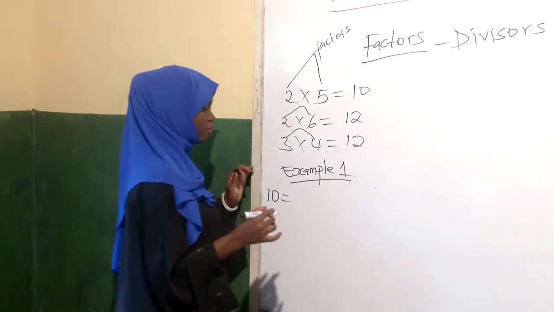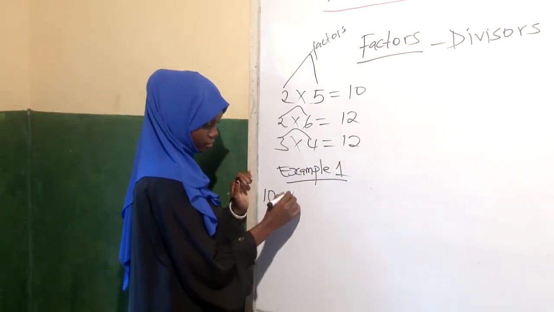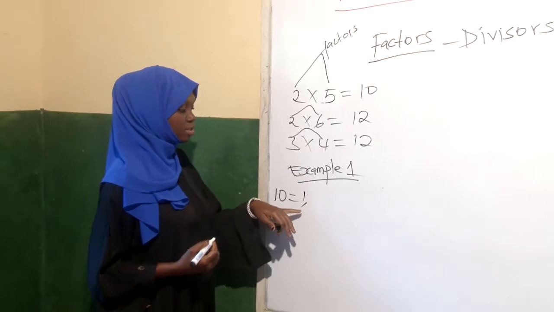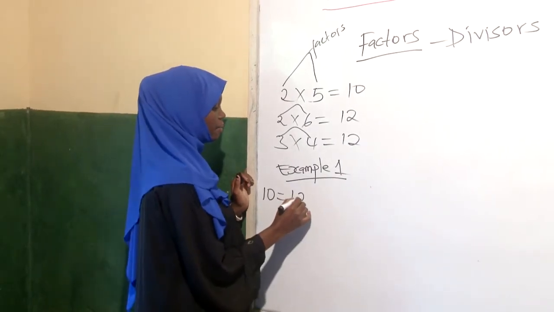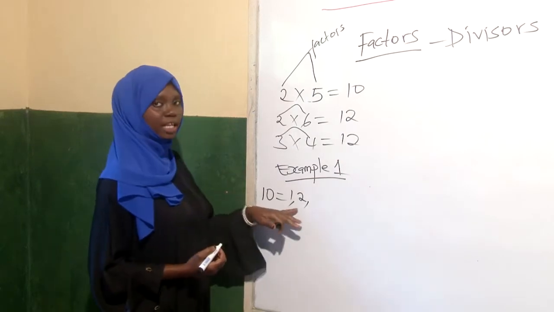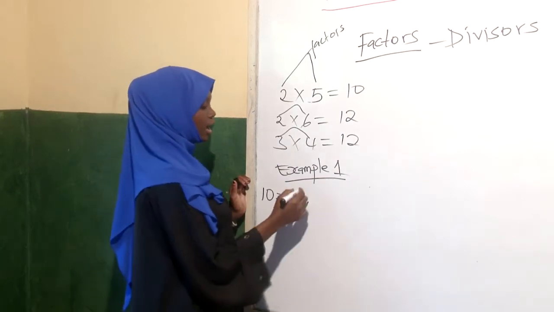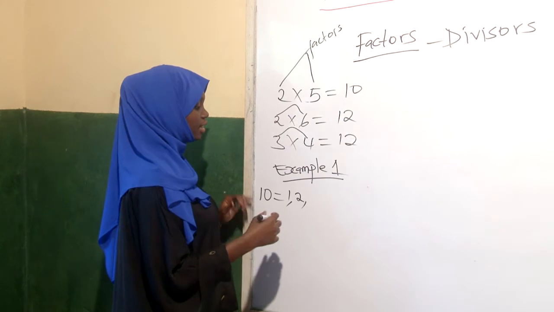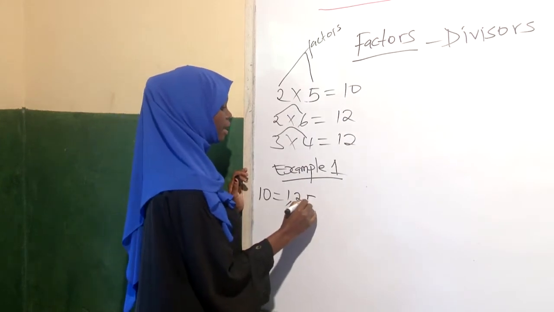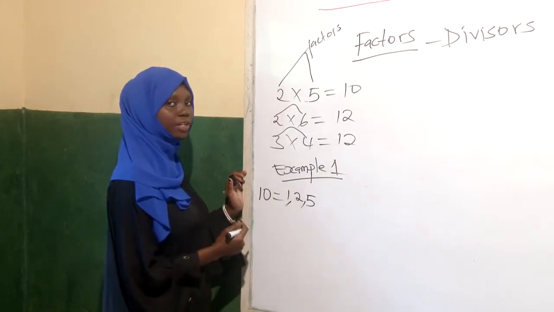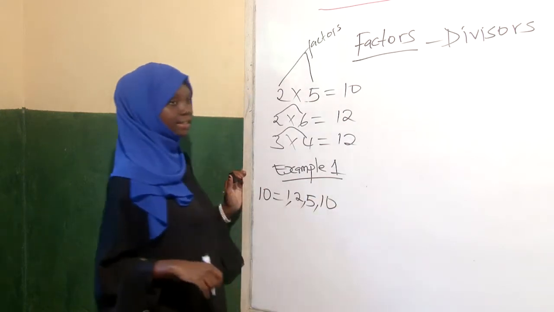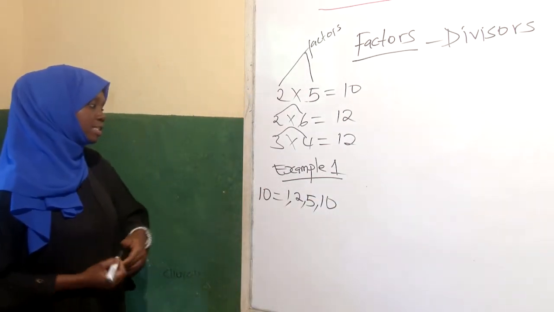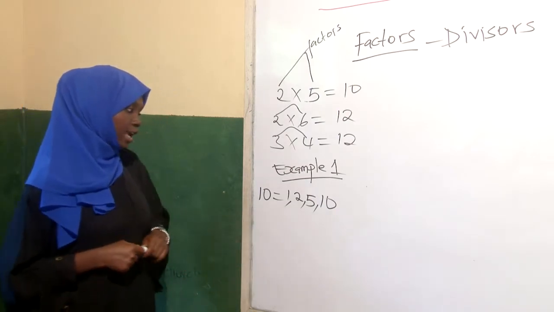So first of all, we have number 1, because 1 times 10 we get 10. And then we have number 2. 2 times 5 we get 10. We cannot have number 3, but we can have number 5, because 5 times 2 we get 10. And then the 10 itself, because 10 times 1 is 10.